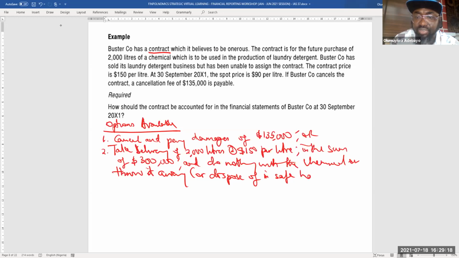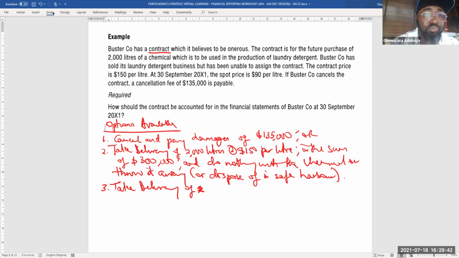In safe harbor, so that it doesn't become an environmental hazard, which means you lose the entire 300,000, because you must pay. And when the person gives me, I just try to throw it away. Or, as a reasonable entrepreneur, I take that delivery of 2,000 liters at 150 per liter, which is in the sum of 300,000.